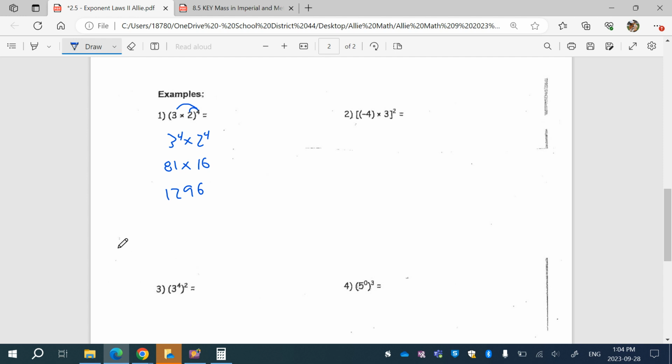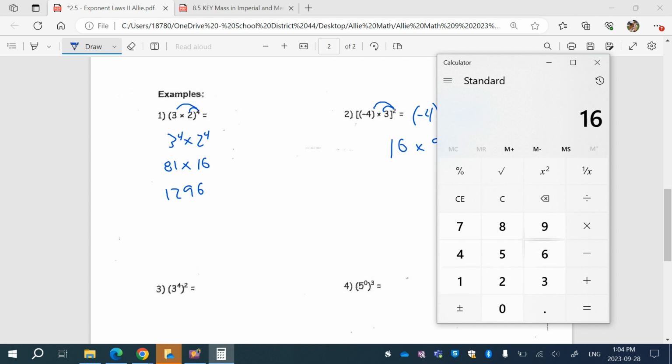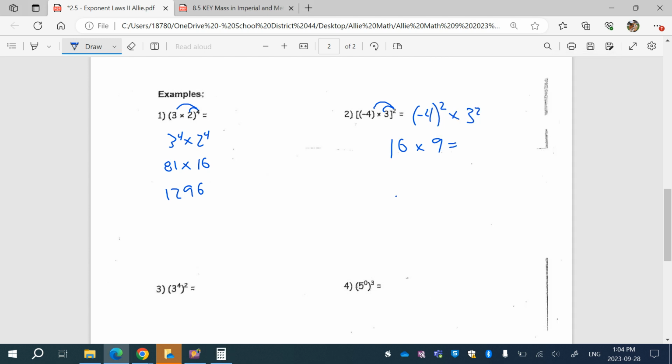Let's do the next one. So again, we can distribute this 2 inside the brackets, and we get negative 4 to the power of 2 times 3 to the power of 2. Negative 4 to the power of 2 is negative 4 times negative 4, so that's 16 times 9, and that equals 144.